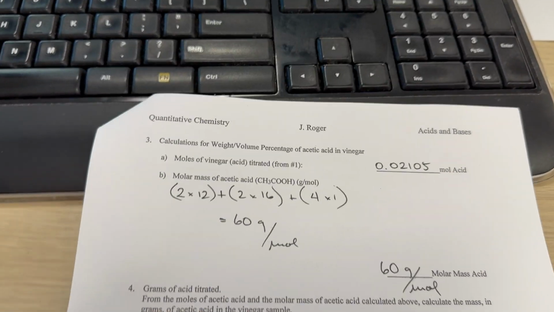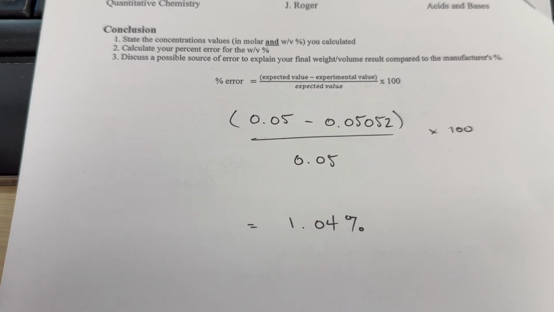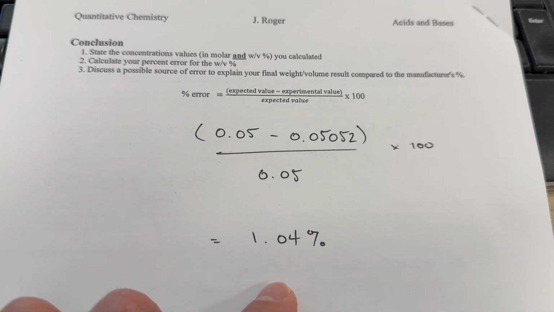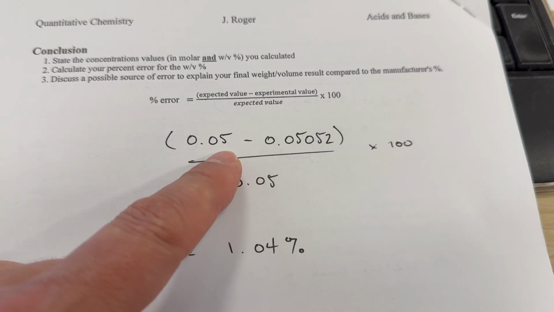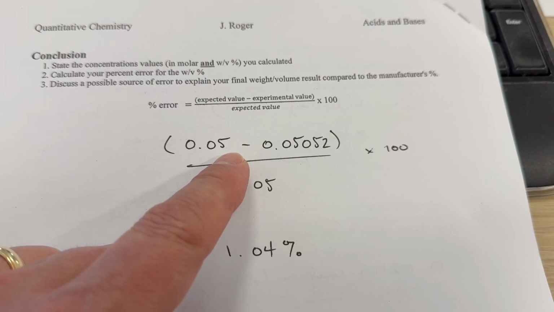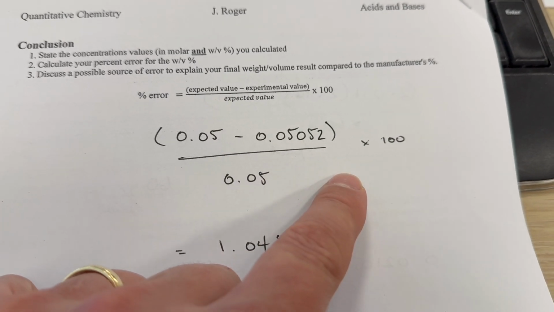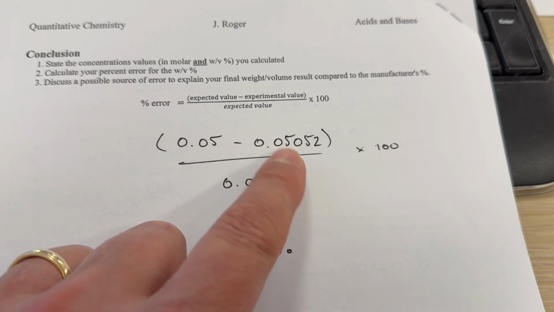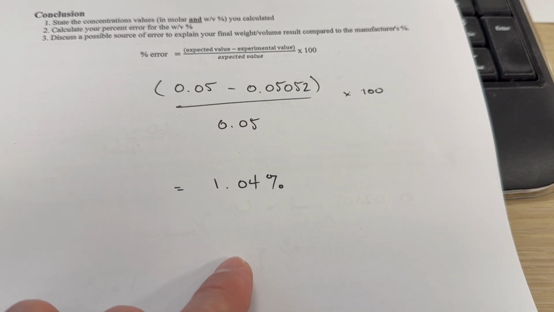which can be compared to a theoretical value. And we can do that to complement our discussion or in our conclusion here. So our expected value was 5% from the manufacturer, and we obtained 5.052%. So the difference between our experimental value and the expected value, divided by the expected value, gives us a 1.04% error.